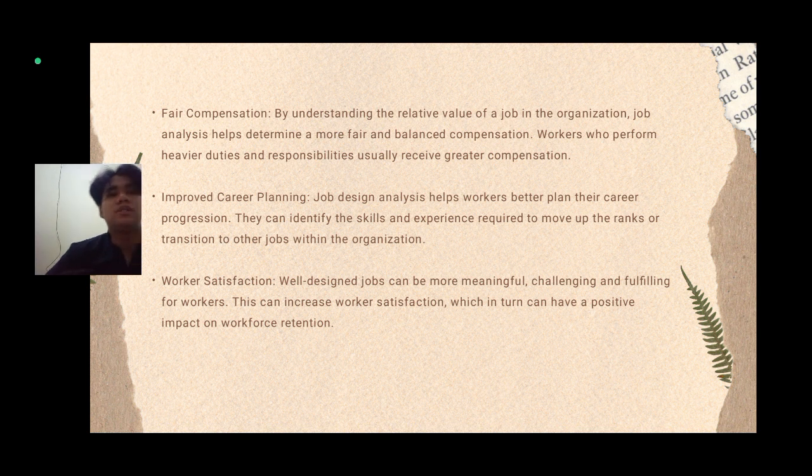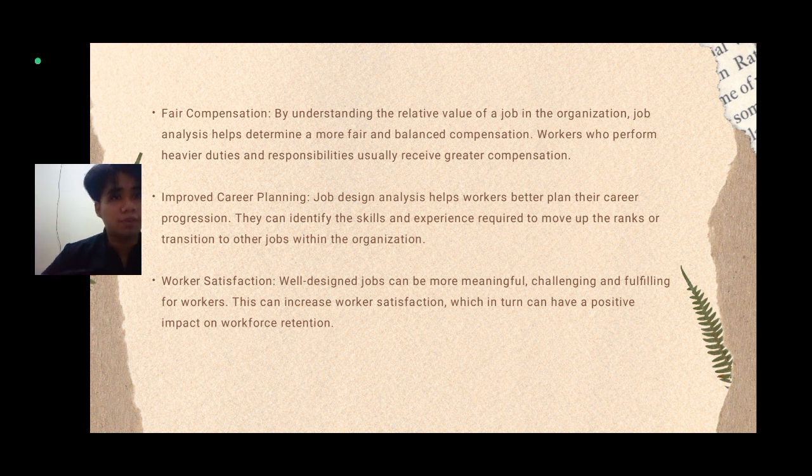Improved career planning. Job design analysis helps workers better plan their career progression. They can identify the skills and experience required to move up the ranks or transition to other jobs within the organization. And then worker satisfaction.